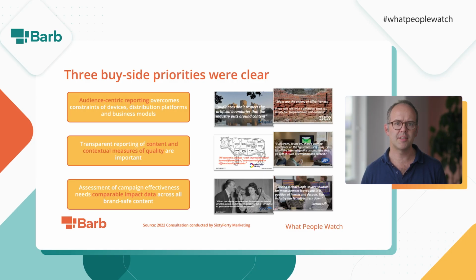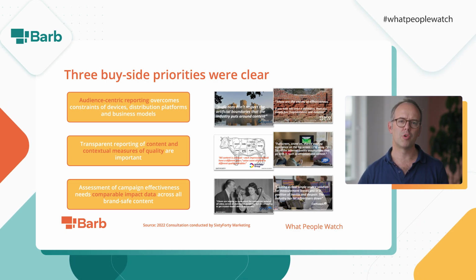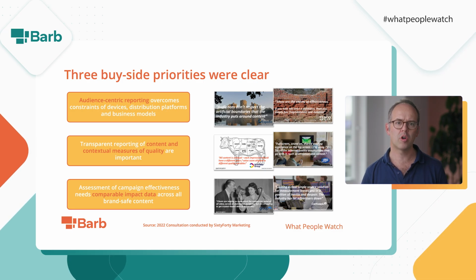3 priorities emerged. Firstly, viewing behaviour isn't constrained by devices or platforms, so we need audience-centric measurement that transcends the business models of content providers. Buyers want transparency on editorial content and contextual measures of quality. This need isn't new and is enshrined in the WFA's framework for cross-media measurement. People want to know the quality of what they are buying so that they can apply value judgments.